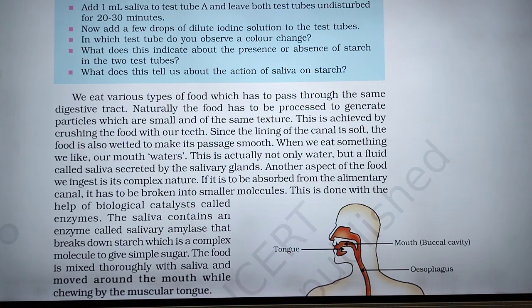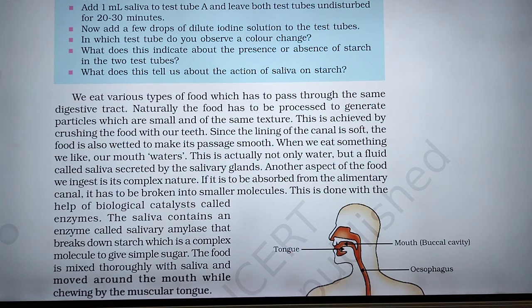Another aspect of the food: we ingest it in its complex nature. Now, if it is to be absorbed from the alimentary canal, it has to be broken into smaller molecules. This is done with the help of biological catalysts called enzymes.